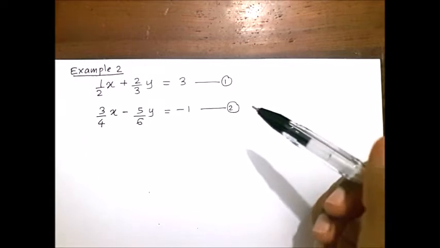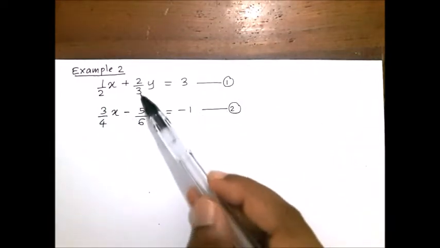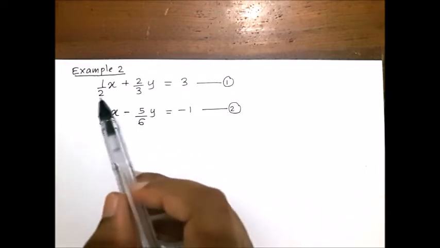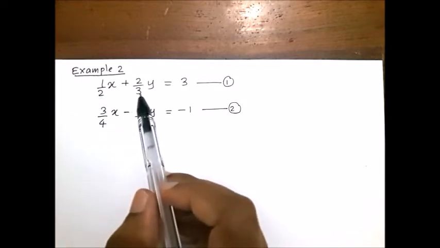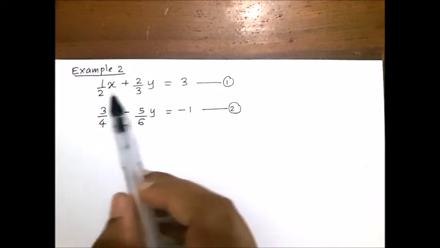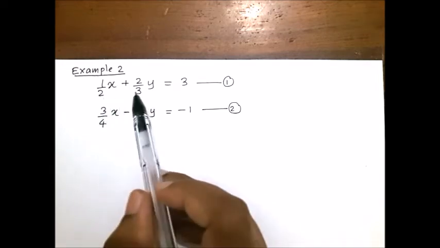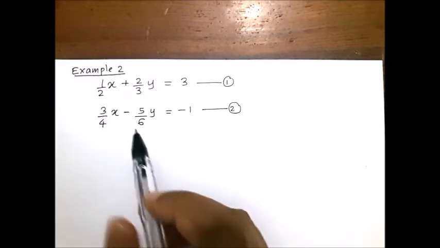Look at this second example. Here all coefficients are fractions. First you have to convert these fractions into integers. Here denominators are 2 and 3. By multiplying by 6 you can cancel both denominators. The LCM of 2 and 3 is 6. So you have to multiply the equation by LCM of these denominators.